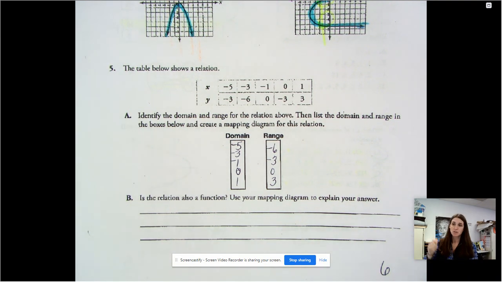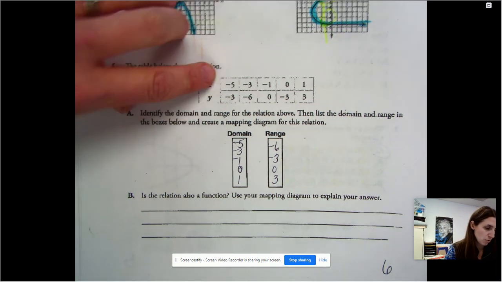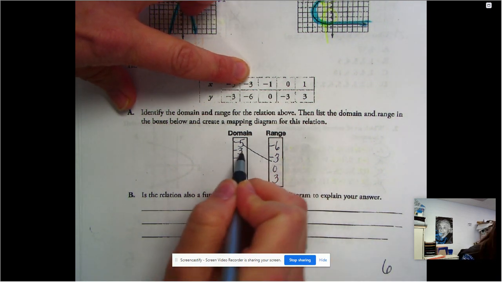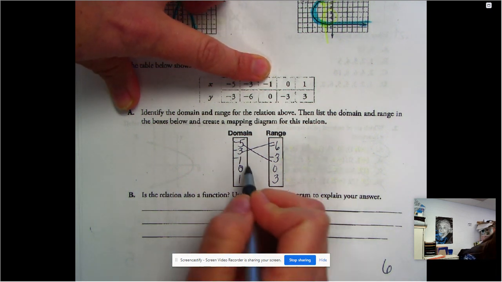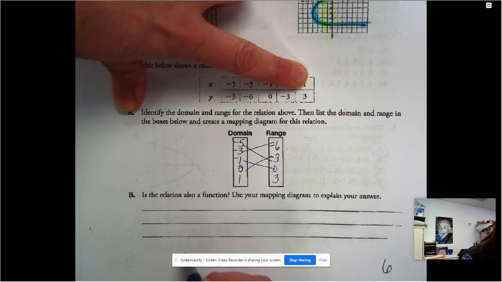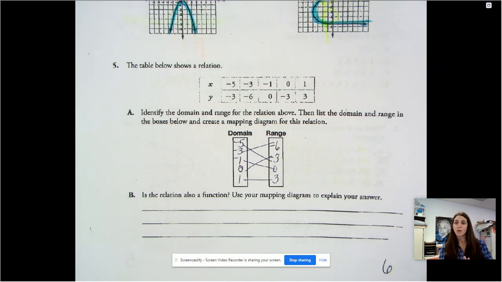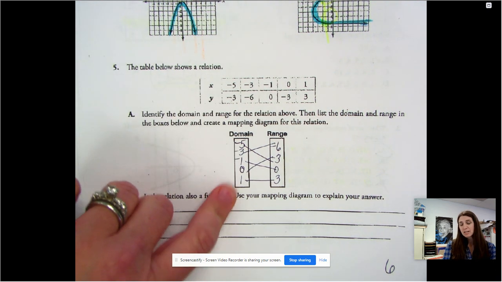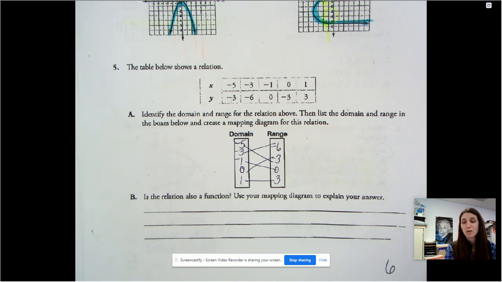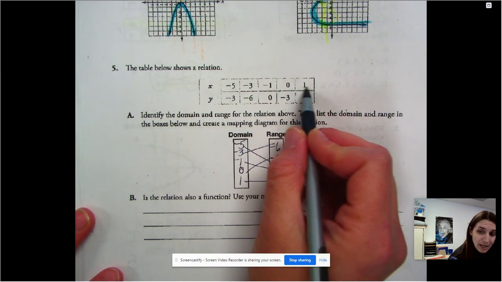Remember that the mapping diagram just maps the input to its output. So -5 goes to -3. -3 as the input goes to -6. -1 goes to 0. 0 goes to -3. 1 goes to 3. So what you really want to be looking at is the inputs. Does any input that is listed have 2 outputs, have 2 lines going out of it? No, nobody does. So is it a function? Yes, we could probably have seen that from the table too. There were no repeating inputs.